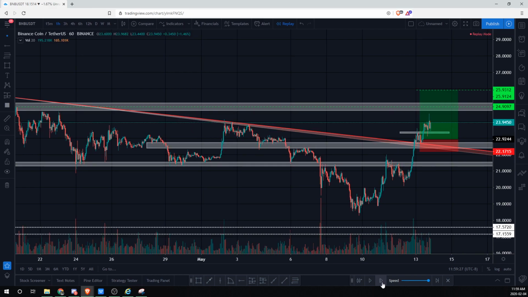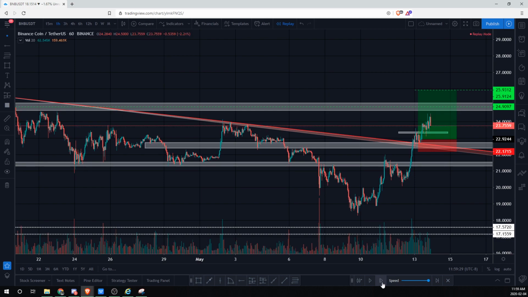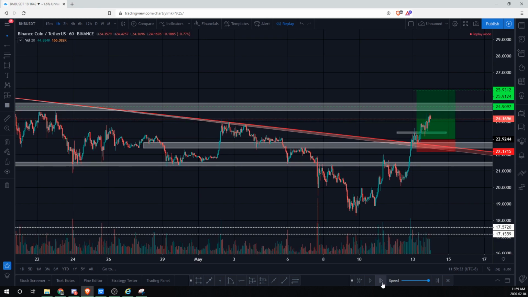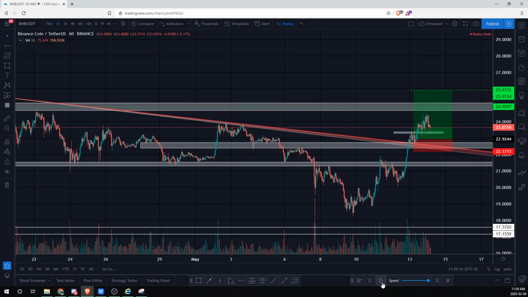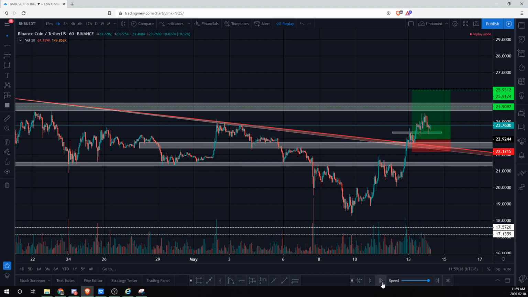We get a pullback. We get a stronger pullback. A lot more buy volume coming in. Pretty volatile time towards our first level of take profit. Still, I'm not going to get out because we still haven't taken our first level of take profit.